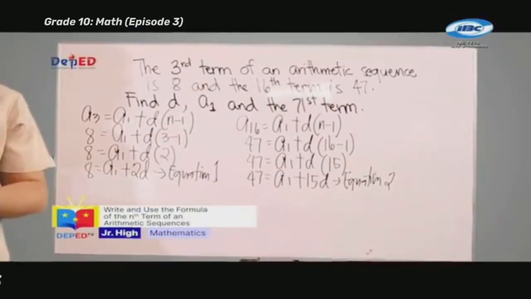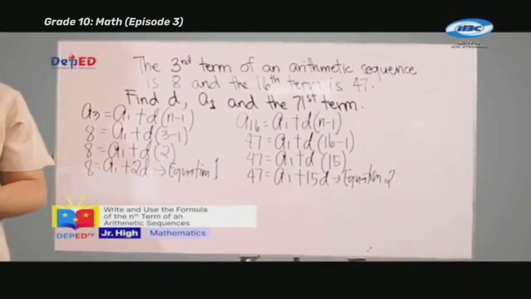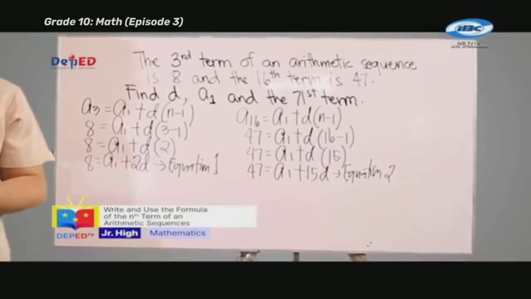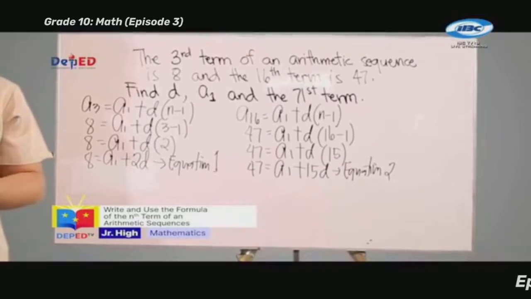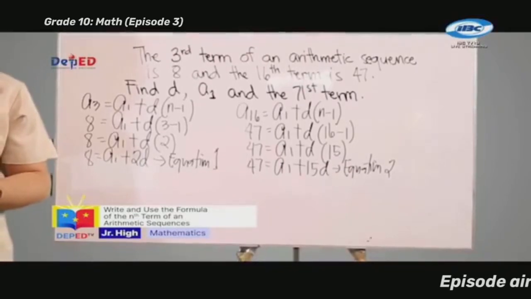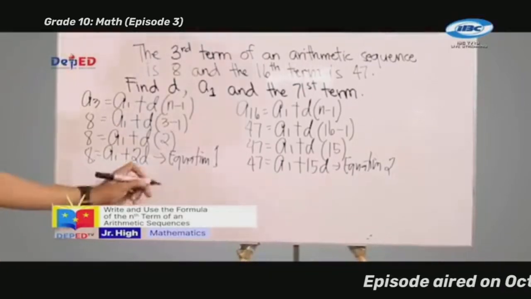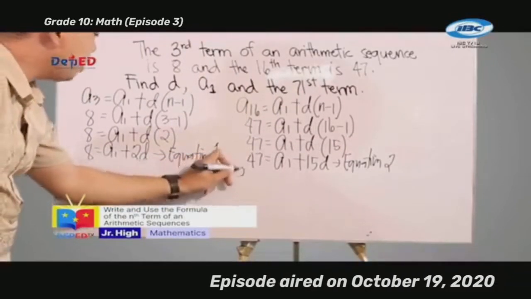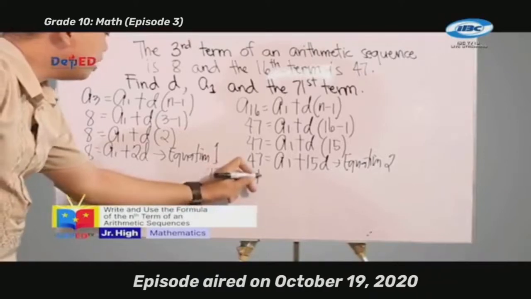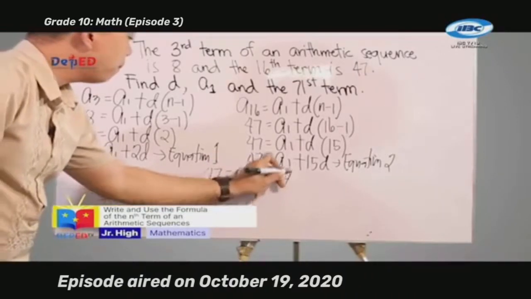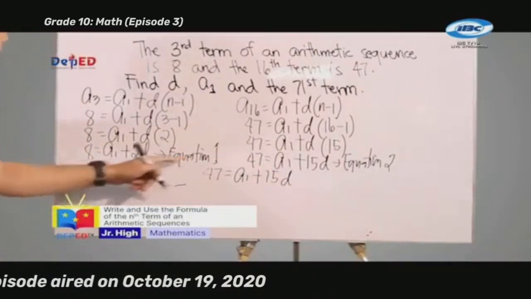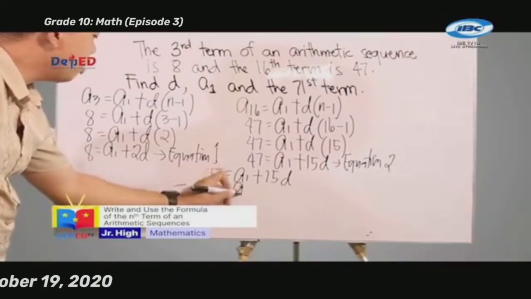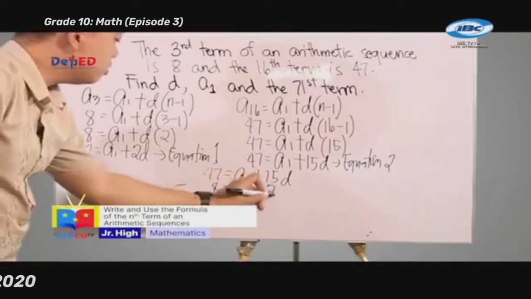Using equation 1 and equation 2, solve for the first term, a sub 1, and the common difference, d, by subtracting equation 1 from equation 2. We will have the second equation, 47 is equal to a sub 1 plus 15d, minus equation 1, which is 8 is equal to a sub 1 plus 2d.